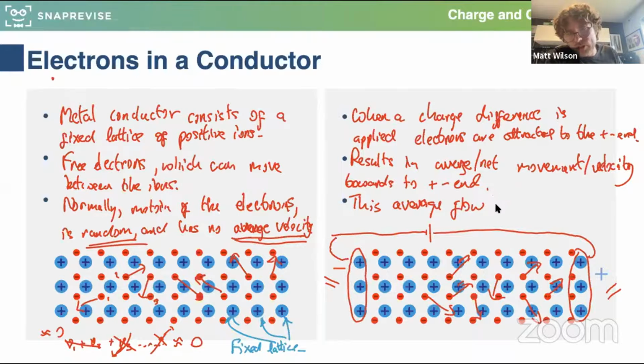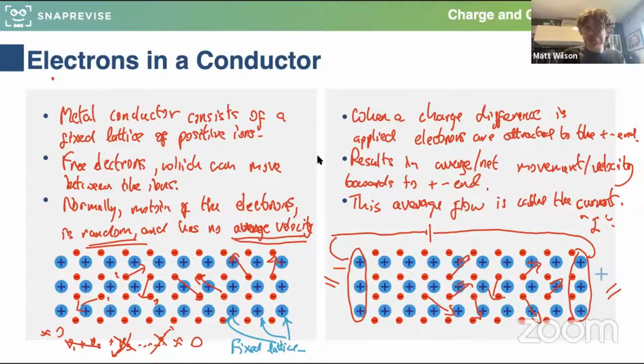This average flow is called the current. So this is this flow that we were mentioning before that we gave the symbol I. It's not all the motion of the electrons, it's just the average motion of the electrons. All this random stuff, we don't care about it. Okay, good.